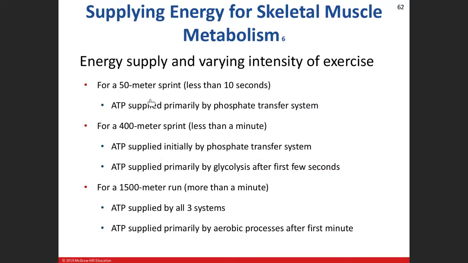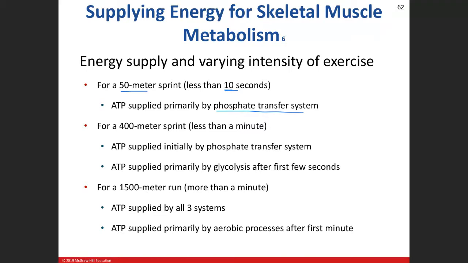So, kind of put into perspective when your body is going to use what. If you are going to do short bursts of energy, stuff that lasts 10 seconds or less, like a 50-meter sprint, you're primarily going to use that phosphate transfer system, the myokinase and the creatine kinase. That's what you'll primarily use.